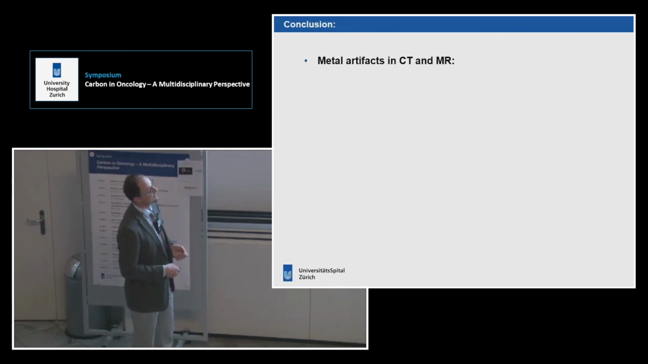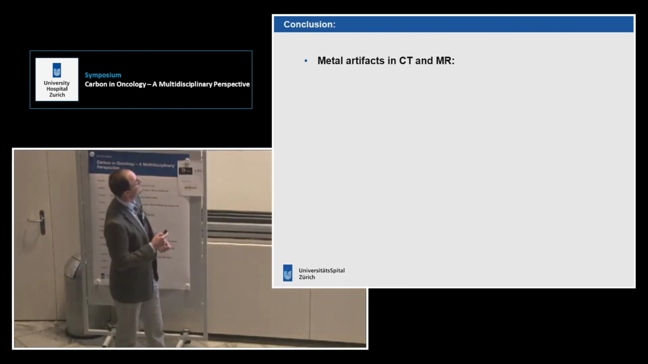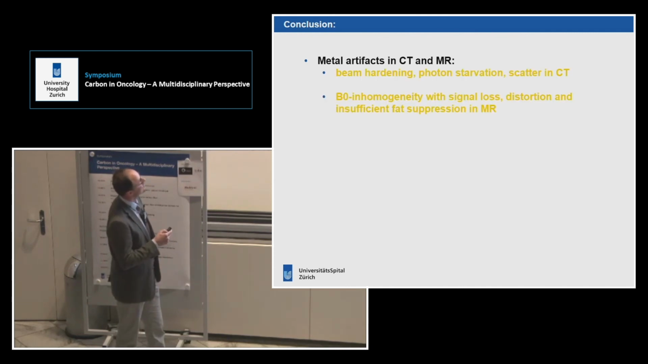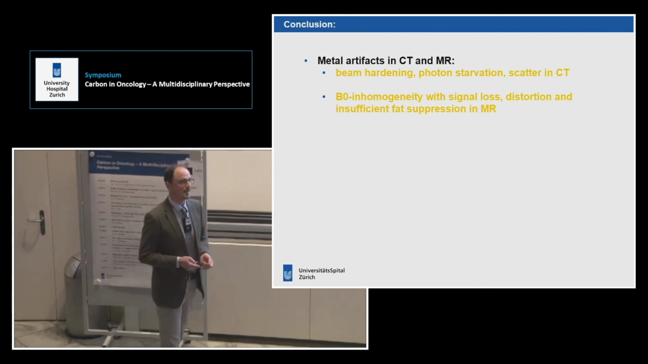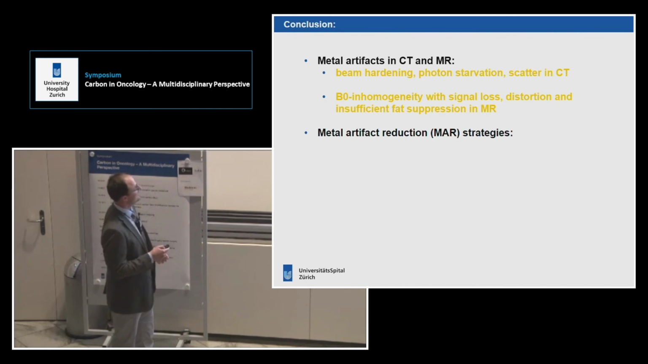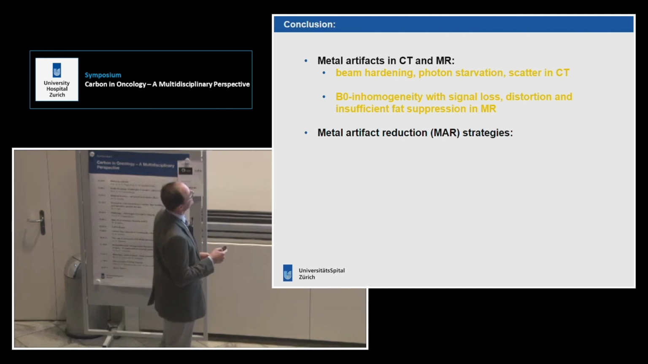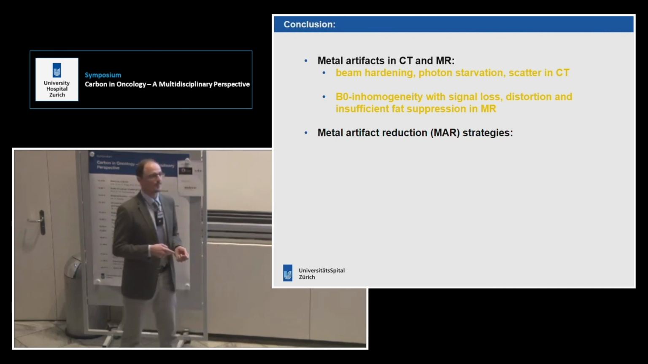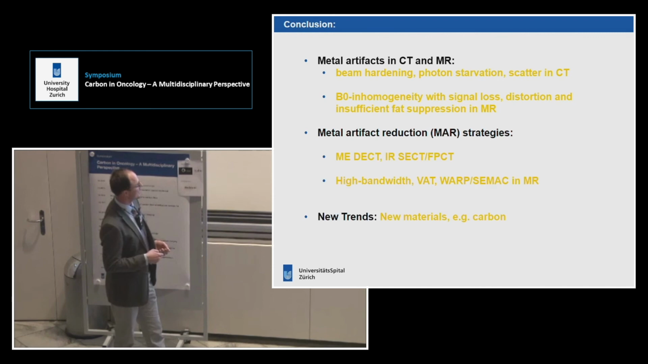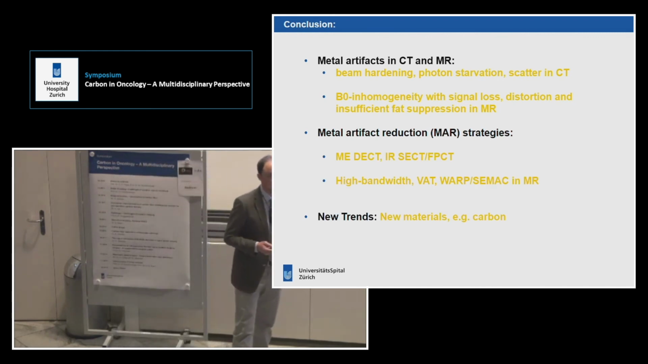So, summarizing what I've tried to show you briefly, we have to deal with artifacts in CT and MR from metal implants. There are different physical effects coming into play. B0 inhomogeneity is the major problem in the MR images, but we do have some solutions at hand. We do dual energy CT, iterative reconstruction, or flat panel iterative reconstruction in CT, and we have variable solutions also for MR imaging, but maybe the real true next step will come from new materials, for example carbon.